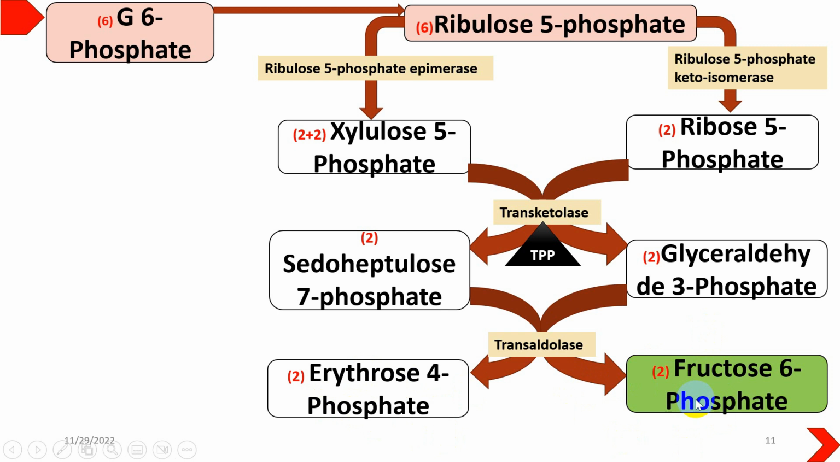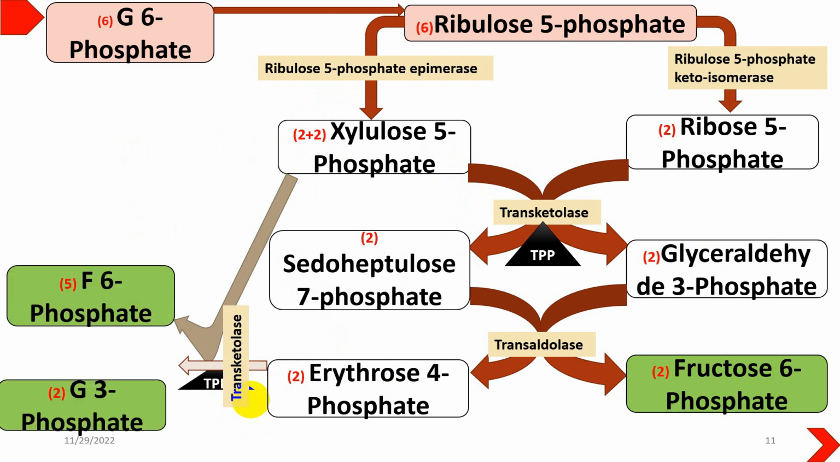So you know that 2 fructose 6-phosphate molecules can be easily converted back into glucose 6-phosphate. On the way, the 2 molecules of xylulose 5-phosphate, which have been converted into these 2 molecules, will combine with some of the carbon of the erythrose 4-phosphate molecule with the help of again transketolase and coenzyme TPP. It will give you 2 molecules of glyceraldehyde 3-phosphate, and when these 2 molecules of 3 carbon glyceraldehyde 3-phosphate combine together, they will give you fructose 6-phosphate.